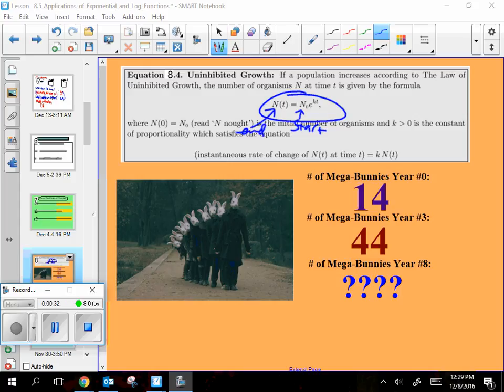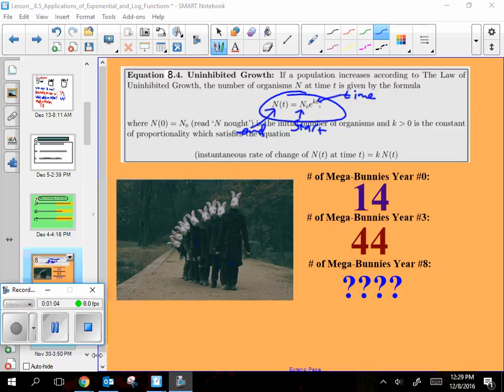E is just a number, so what's left? K and T. And what's T? Time. So then the only thing you really don't understand is K. That's the constant that actually tells you whether these are going to grow really fast or grow slow. Since this is called uninhibited growth, that implies the K is going to help you tell how fast the thing's going to grow. Okay? And that depends on the situation, totally.